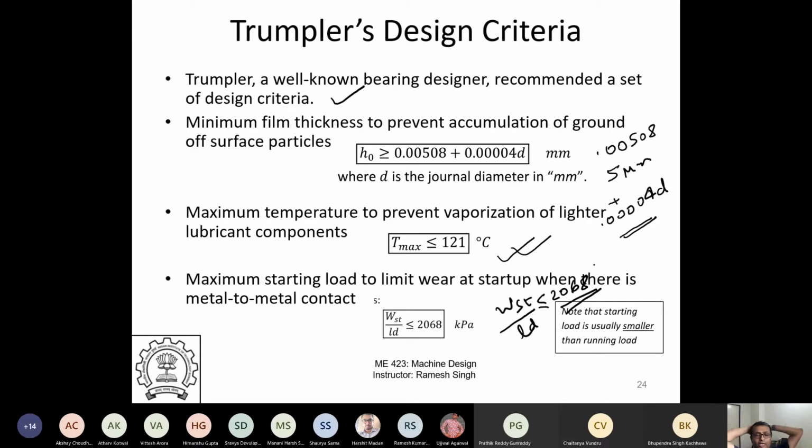Why would he keep starting so low? Your starting load should always be low. Either you pressurize the fluid initially to make sure that there is some support, or you don't load it fully. You don't provide the full load in the beginning when the bearing is started. So when you start, say, a thermal power station or a gas turbine, you do not apply full load. You ramp it up gradually.